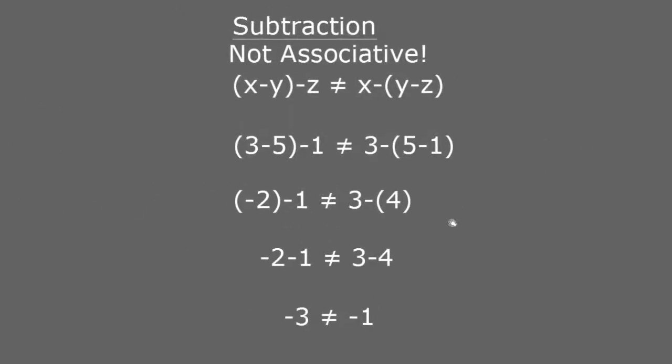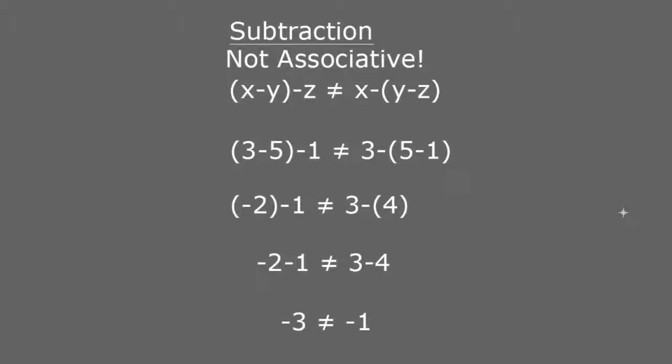But let's see what happens with subtraction. Subtraction is not associative. Depending on which two numbers I choose to subtract first and which one I choose to subtract later out of the three, I'm going to get a different result. Here, if I subtract first 3 minus 5 and later I subtract the 1, I get that 3 minus 5 equals negative 2, and then negative 2 minus 1 is negative 3. On the other hand, 5 minus 1 equals 4. So then I have 3 minus 4, which is negative 1.